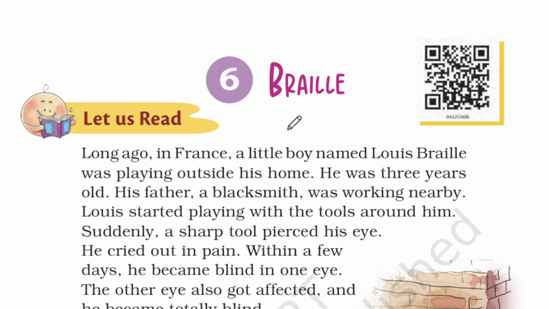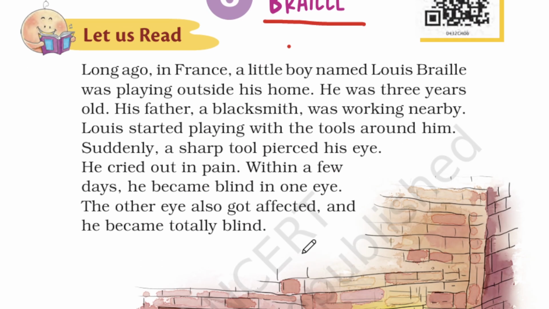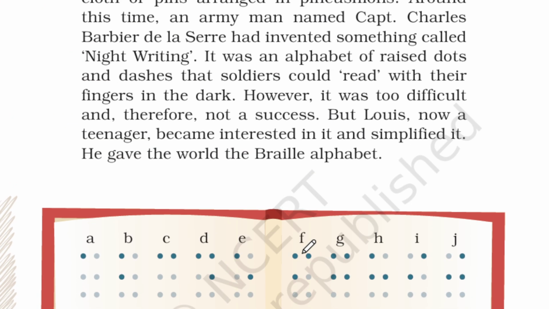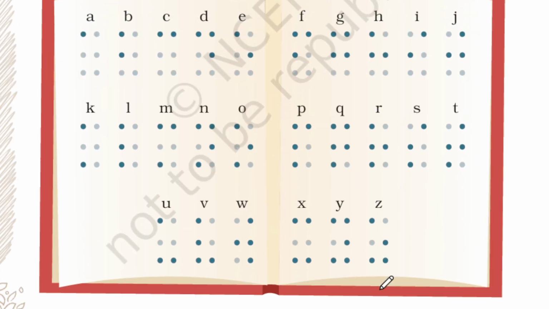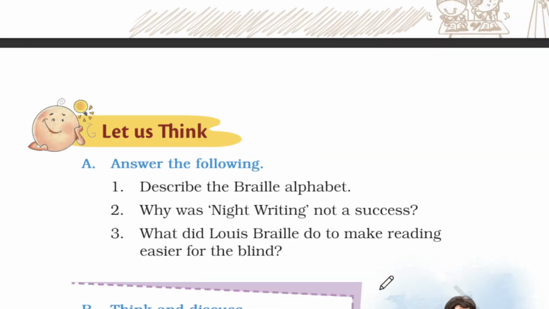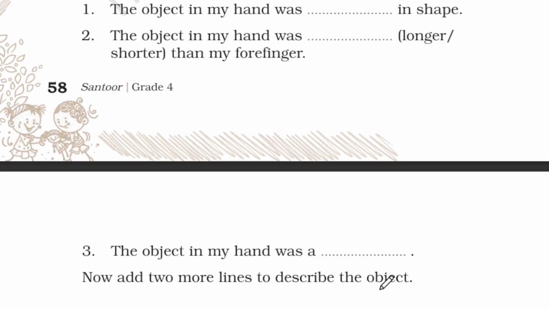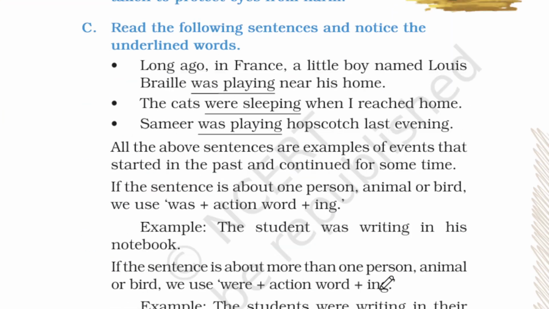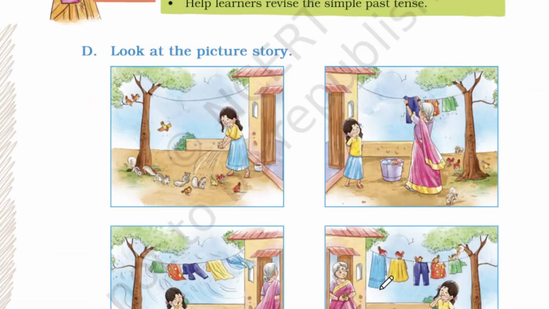So, today we are going to see chapter number 6, English Braille. In this lesson, we are going to learn about how the Braille script was invented. The Braille alphabet was invented along with the lesson explanation, question and answer, and grammar part. Let us write all the chapter explanation including the answers.